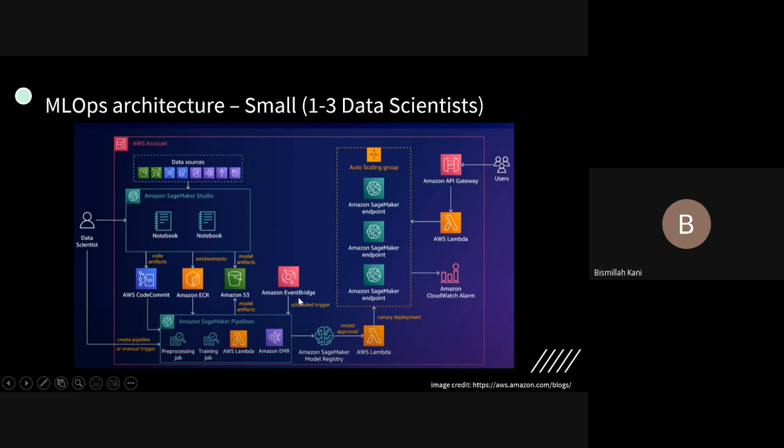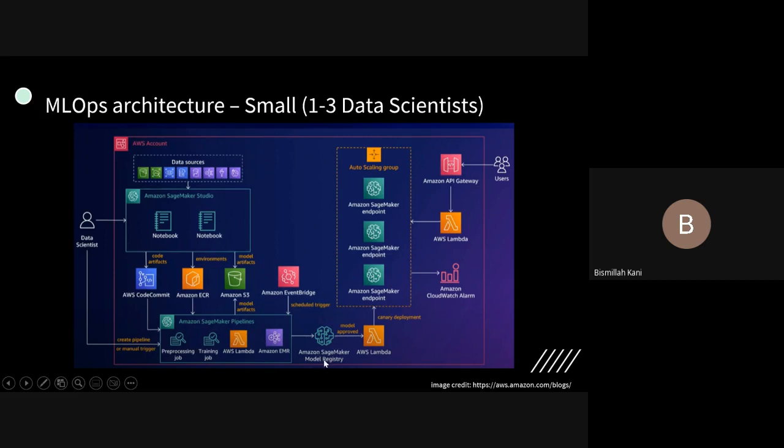So this could be triggered either on a regular interval, let's say every day or every week, or you can also do a manual trigger, so that it triggers this SageMaker pipeline. Now, once the SageMaker pipeline is finished, it will have a model ready for deployment. Then that model is pushed into your model registry.